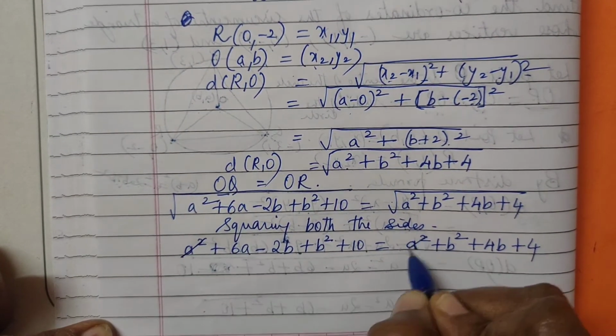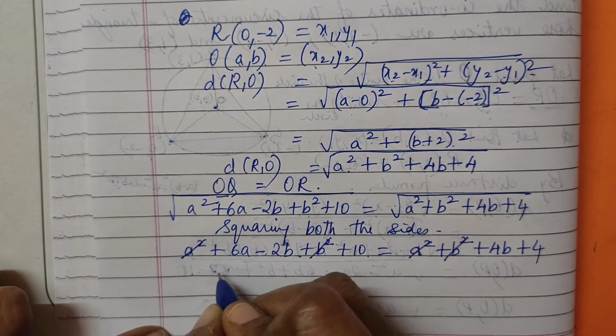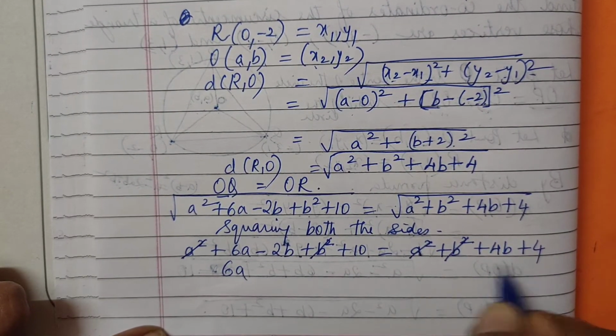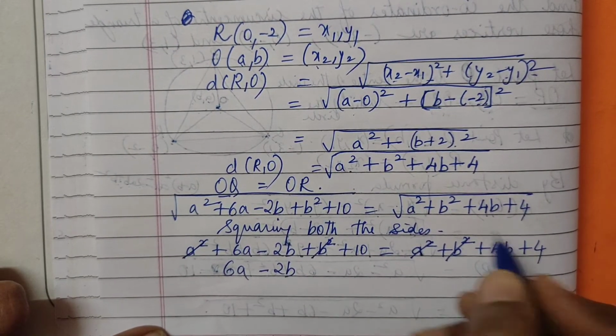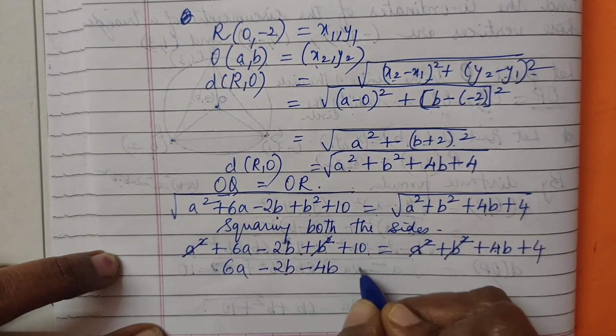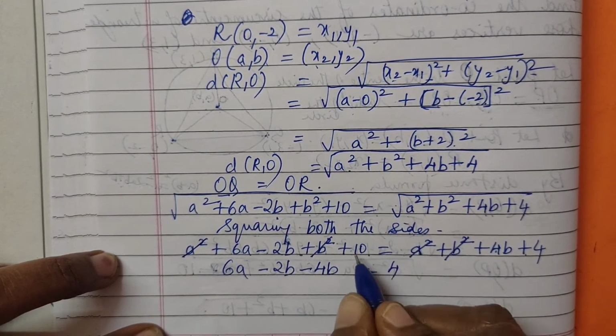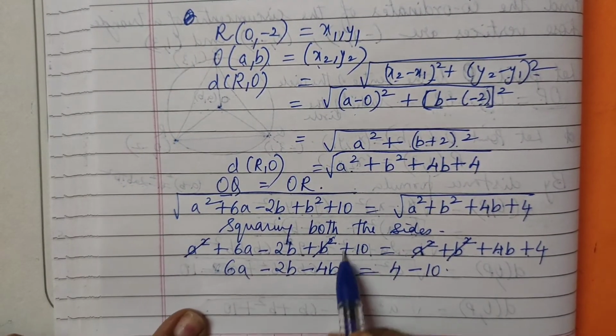A square and a square, and b square and b square. So we are left with 6a. Is there any more a? No. Minus 2b, but this plus 4b is here, so we will bring it here as minus 4b. And this 4 is here, let it be, plus 10 goes there and becomes a minus 10.